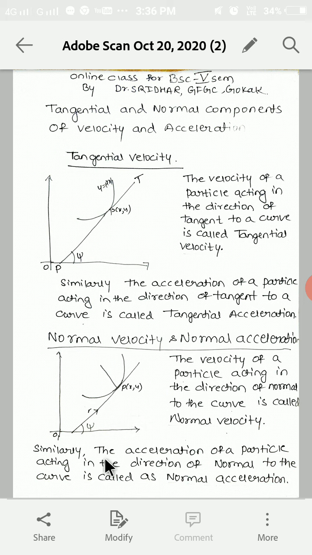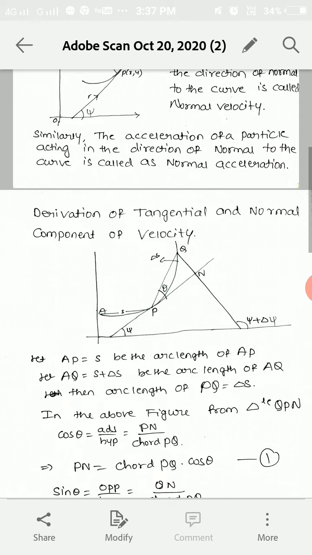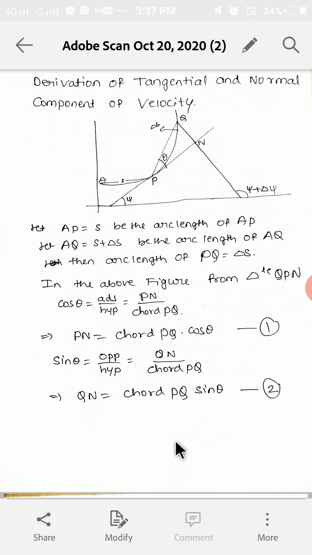Similarly, the acceleration of a particle which is directed along the normal to the given curve is called normal acceleration. So this is the definition of the tangential and normal components of velocity and acceleration. Now we derive the equations for tangential velocity and normal velocity.